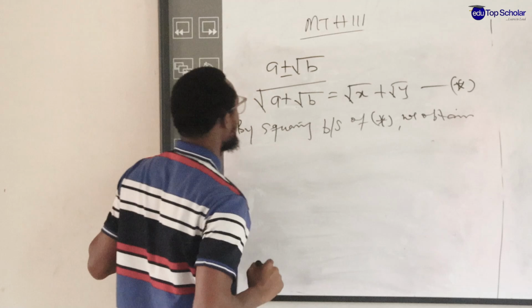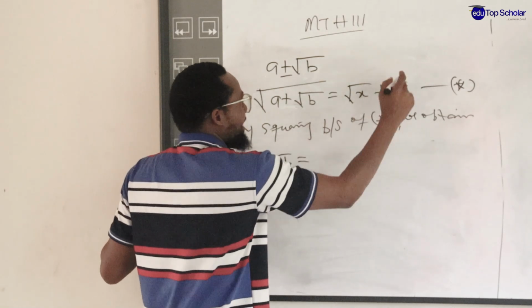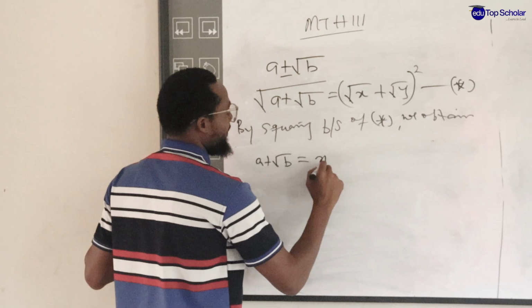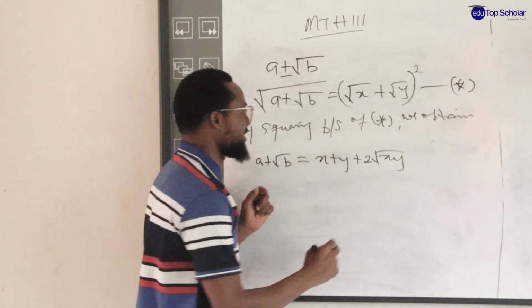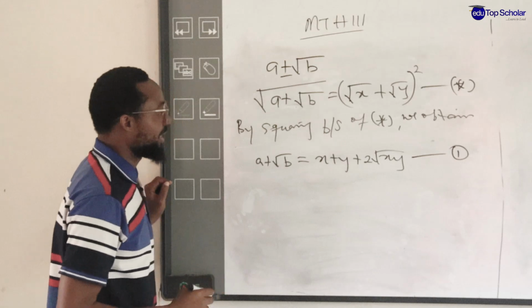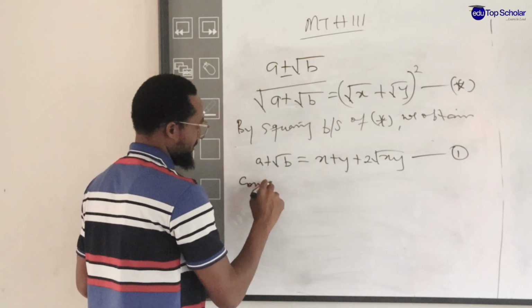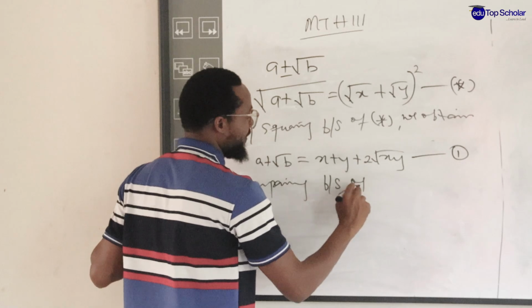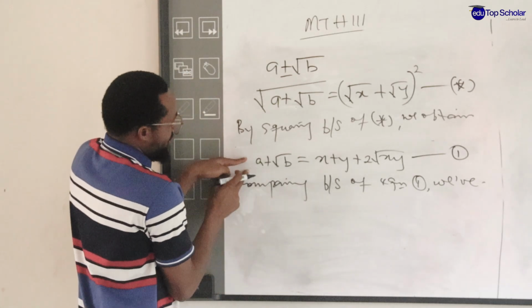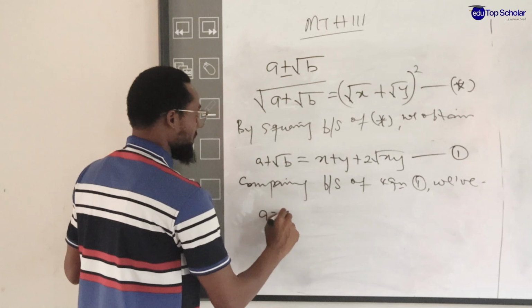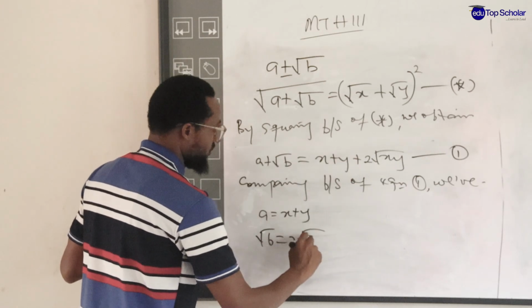we obtain, by squaring this, a plus root b, which will be equal to, if I square this, I am multiplying it by itself, x plus y plus 2 root xy. And from here, let me name this equation 1 so that our work can be neat and we can easily make reference. Now, by comparing both sides of equation 1, a is an ordinary number, so we compare it with this: a equals x plus y, and we have root b equals 2 root xy.